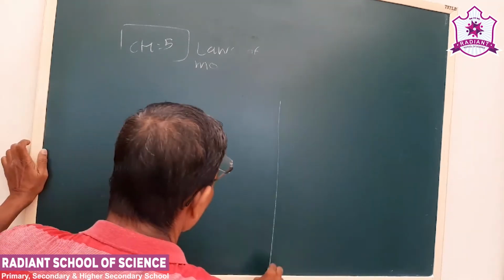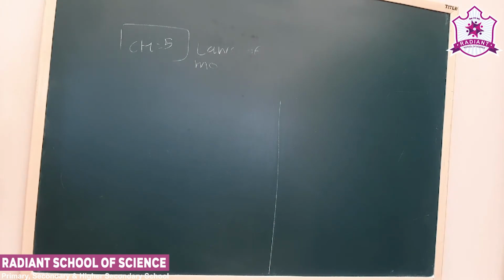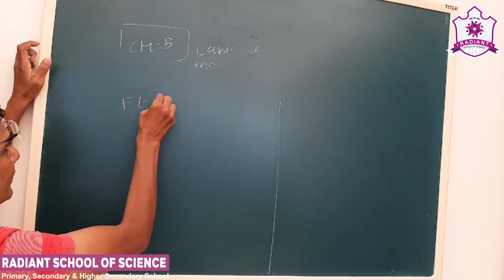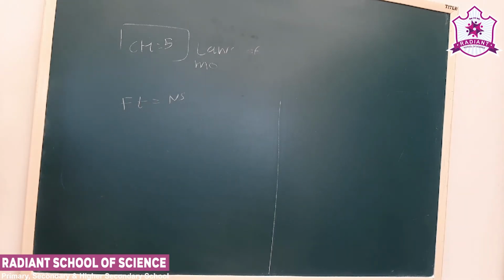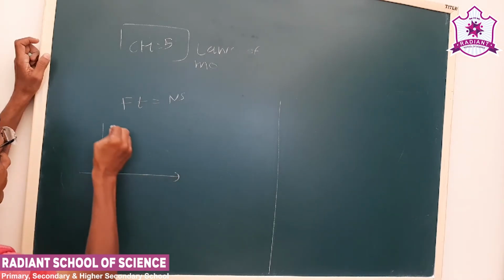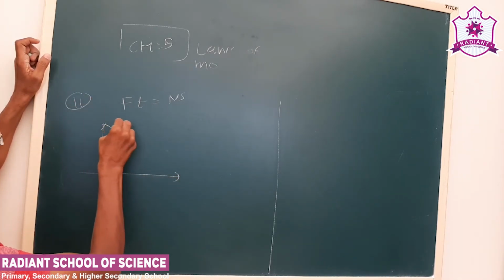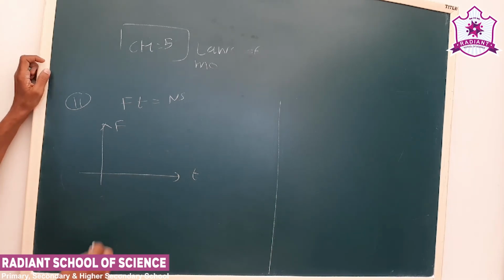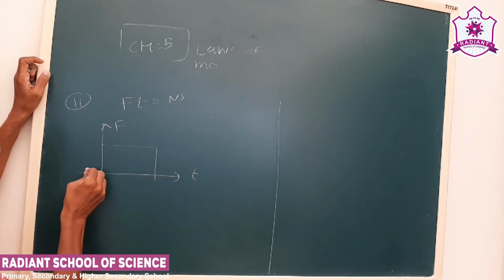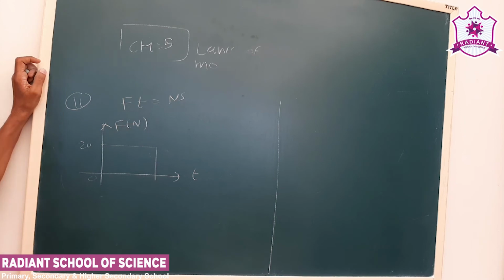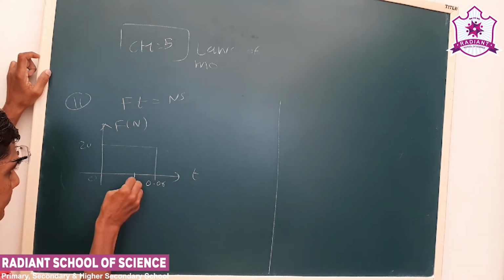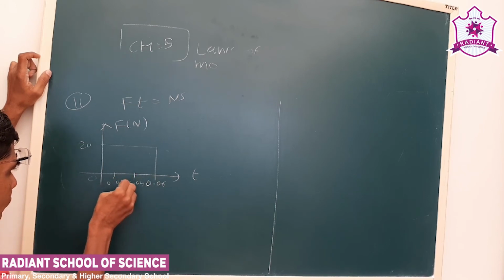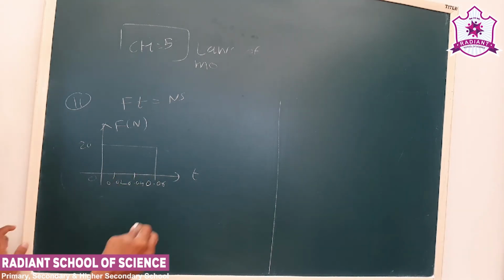Again, see the question based on the graph. Now F into T: force is in Newton, time is in second, and Newton second is a unit of momentum. So if we are given a graph of F versus T, let us say our next MCQ, the F versus T graph is given. Force is in Newton and time is given as 0.06, in seconds.